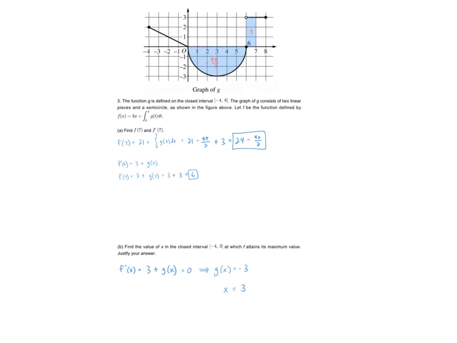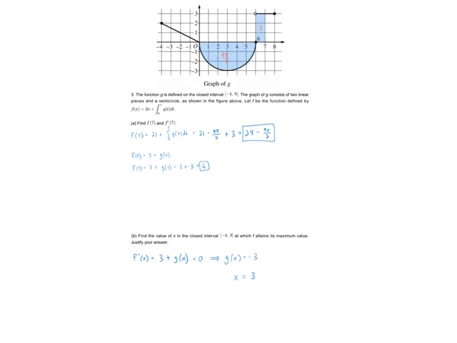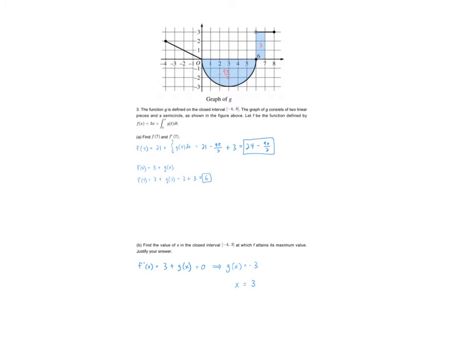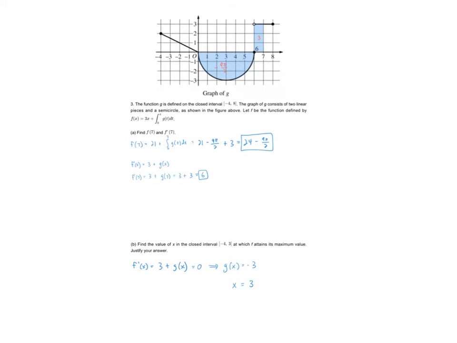Okay, wait, let me make sure I'm doing this right. So maximum value. Take the derivative, 3 plus g. Okay, yeah, so here, sorry, let me think.